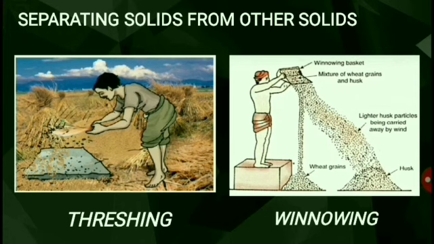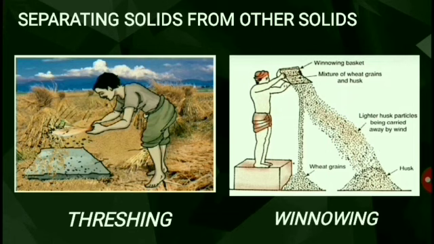Now let us start with the first category, separating solids from other solids. Our first process in this category is threshing. What is threshing, students? When the wheat or rice crop is harvested, the grains have to be separated. The first step is to separate the grains from the stalks, and this process is known as threshing. A bundle of stalks is prepared by a farmer and beaten on the ground or a hard surface to get a mixture of grain and chaff. Now what is chaff? Chaff is the outer covering of the grains.